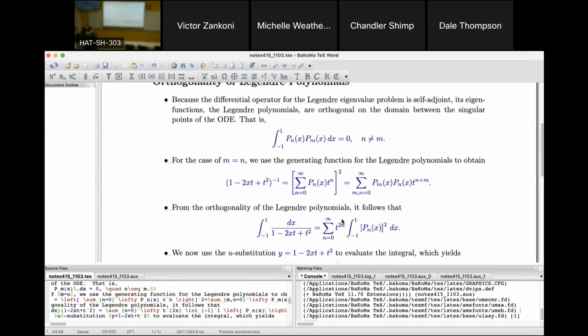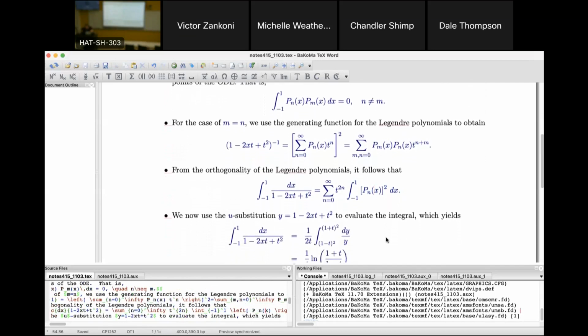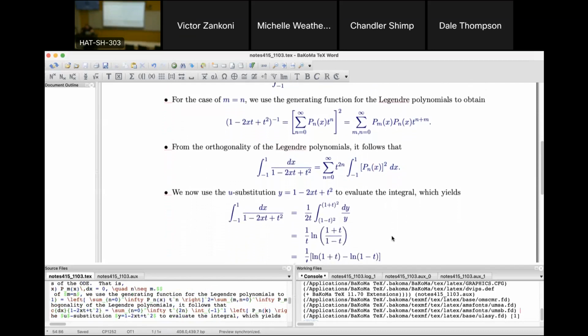So now I have this power series in t involving only even powers of t. So if I can work out this integral in such a way to also have a power series in even powers of t, I can match coefficients, and then I'll be able to get a handle on what this is. So now that's what I'll do.